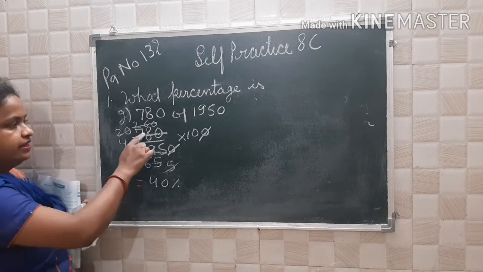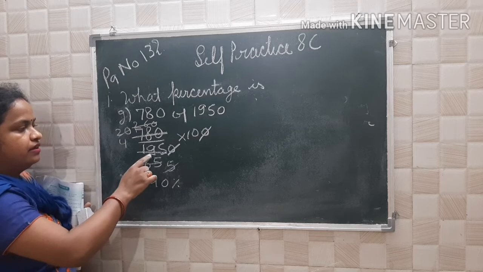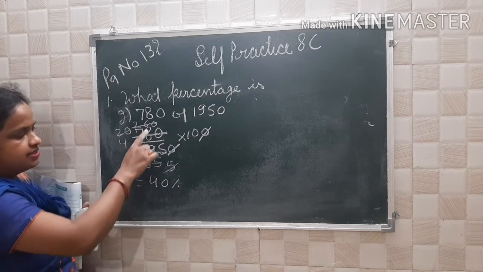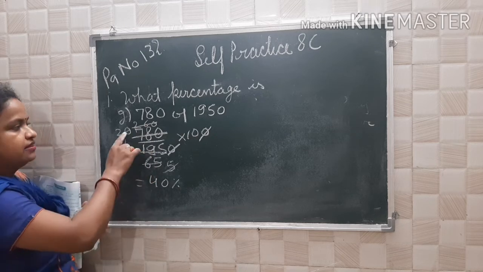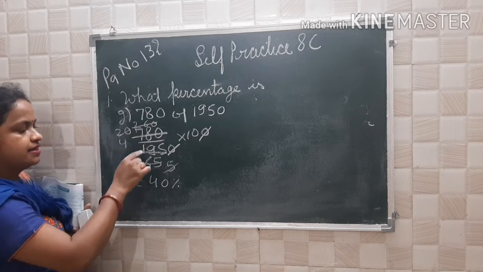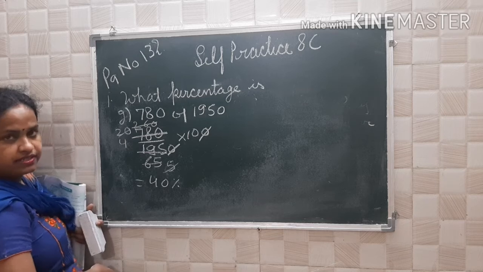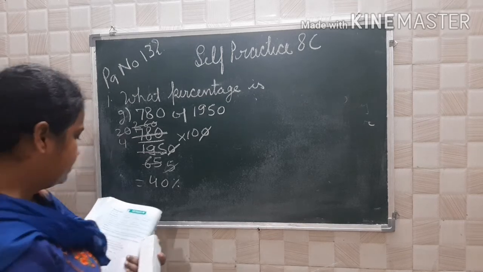Clear? 780 upon 1950 into 100. 0 will be cancelled out. 5 20s, 2 60s and 5 65s are, 13 5s are and 13 20s are. Now 5 4s are 20. 4 into 10, 40%. Clear? Now see the H.